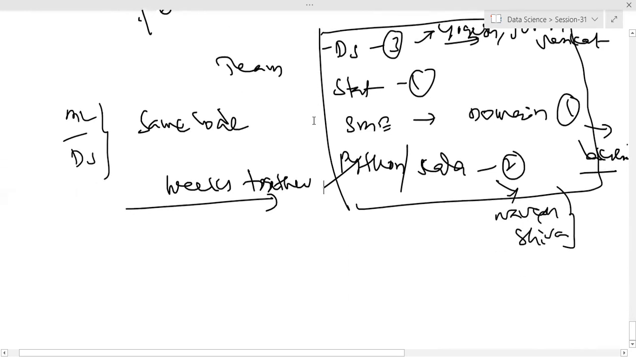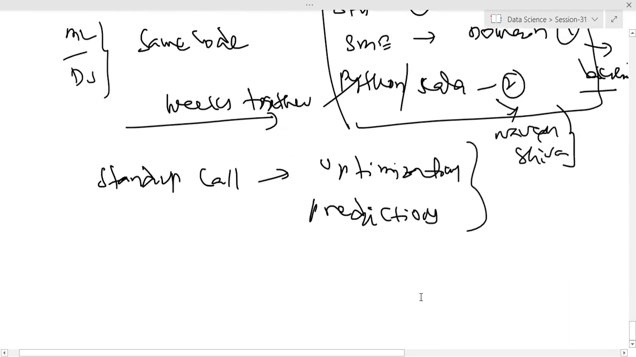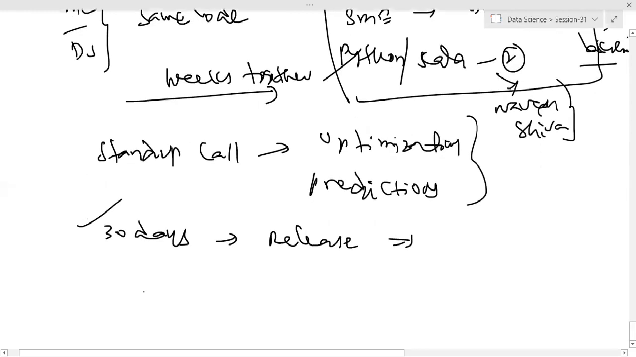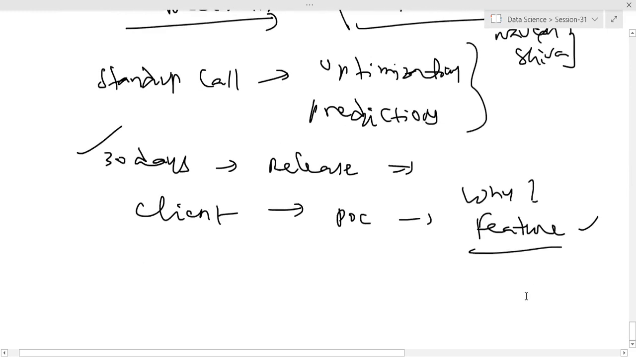And one more important thing: suppose there are stand-up calls actually. This particular stand-up call is basically revolving around the optimizations or predictions of the corresponding models and all these kind of things. Suppose you are left with a 30-day release and you have done everything, but the client suddenly came into the picture, the client member representative or POC. He put a query like, why have you not considered that feature, or we badly need that feature in the business.